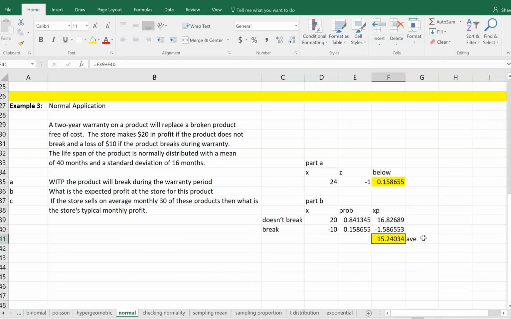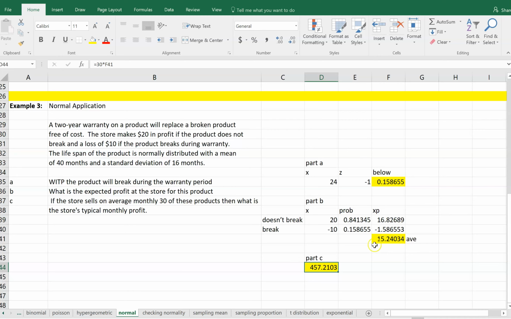Now, if we sell on average 30 of these products every month, what is our monthly profit? Well, if we sell 30 of these per month, then we just got to do 30 times the average per product. And so I know the total profit in the month will be $457. And that means this is a good deal for us. Our pure profit from this product is $457.